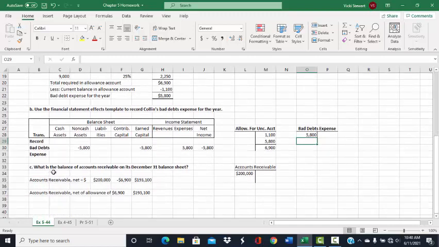The C portion states what is the balance of accounts receivable on the December 31st balance sheet. So we know that our accounts receivable is $200,000 and our allowance for uncollectible accounts is $6,900. So the net amount of accounts receivable would be the difference, $193,100, and so that is the amount that we would report on our balance sheet.